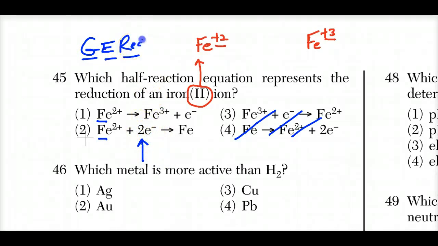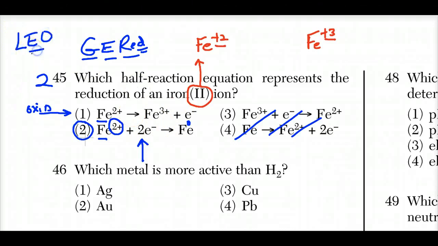Besides, reduction means that your charge goes down because you're gaining negative. So this plus 2 goes to 0. So that's why choice 2 is the answer. Okay? If you look at choice 1, you're losing electrons. This is oxidation, not reduction. Your charge is going up because you're losing negatives, right? Because Leo means losing electrons. If you lose electrons, you would be on the product side. So choice 2 is the answer.